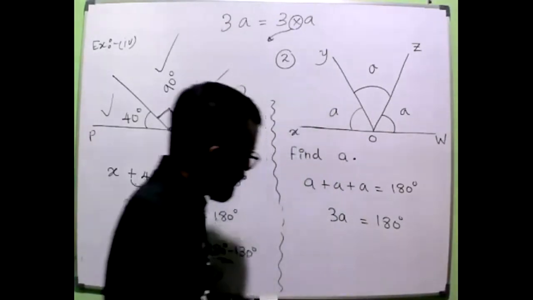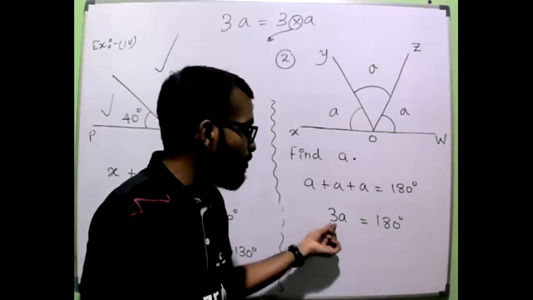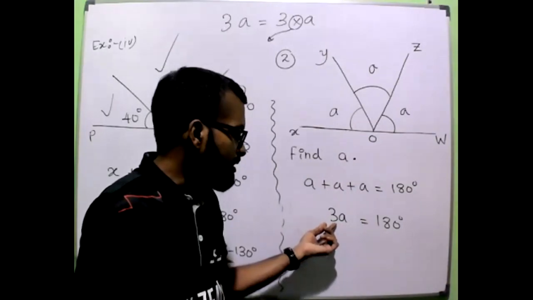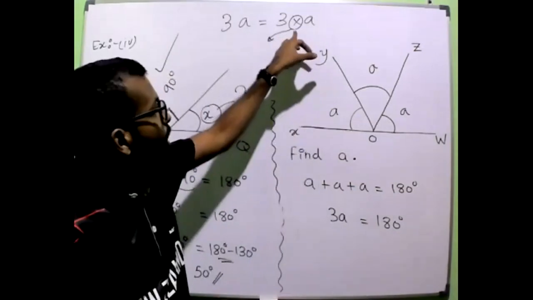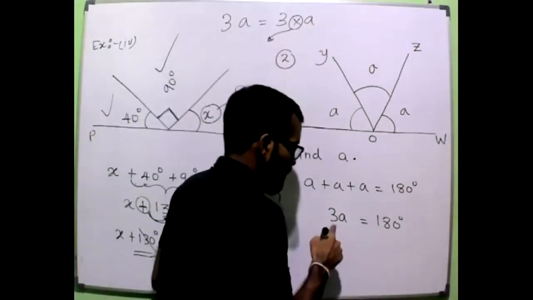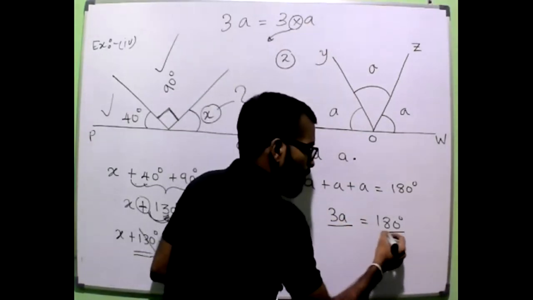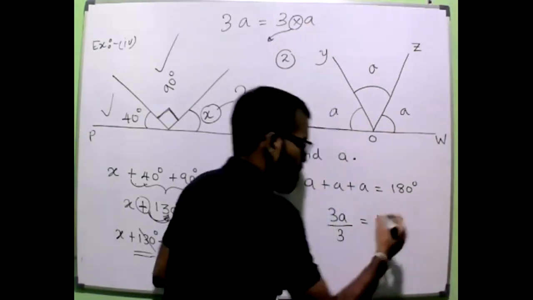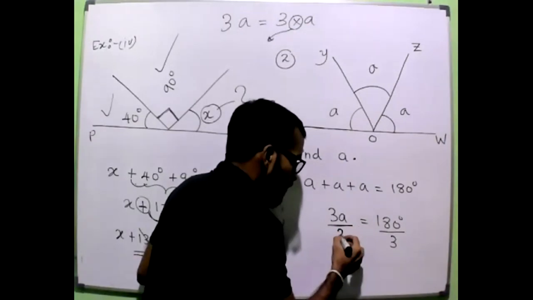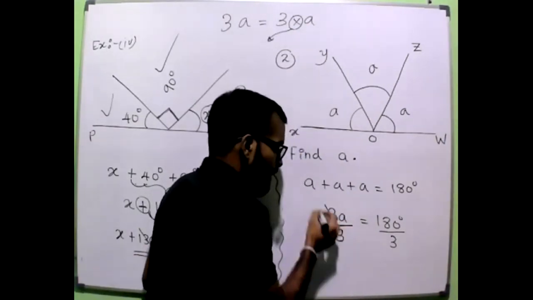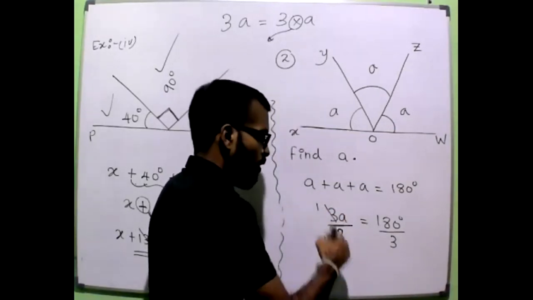Now here, what you can see is 3A, but actually between this 3 and A, you can find 3 times A. Times means 3 multiplied by A. So if you want to remove this 3, you have to divide both sides by 3. Then 3 times 1, so on this side now you have A only.